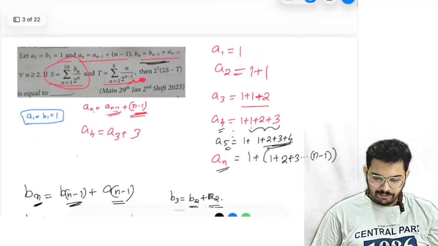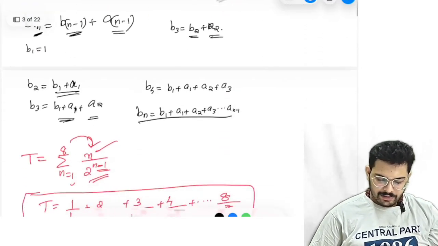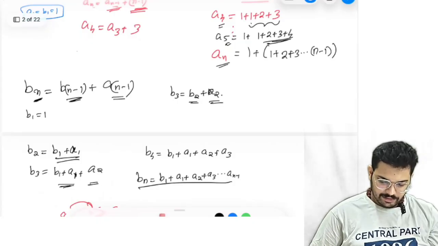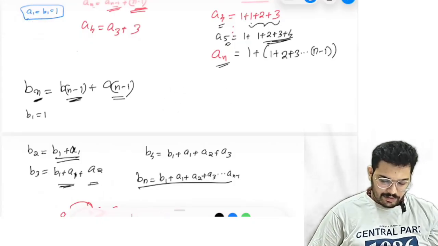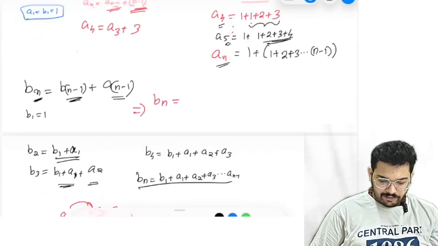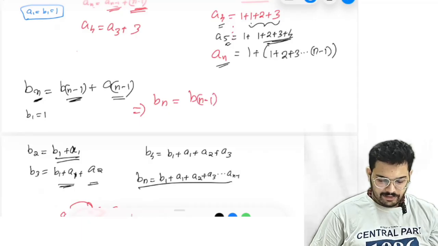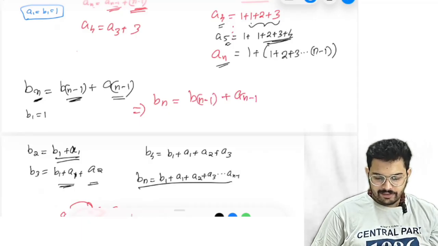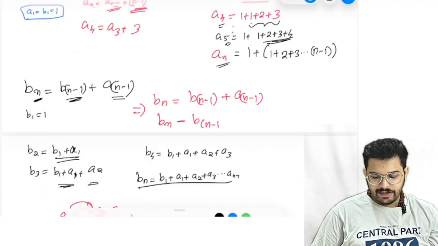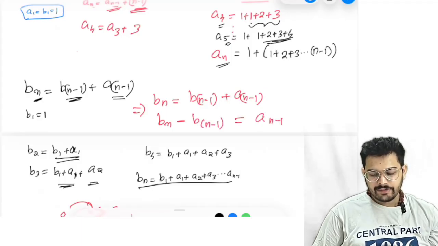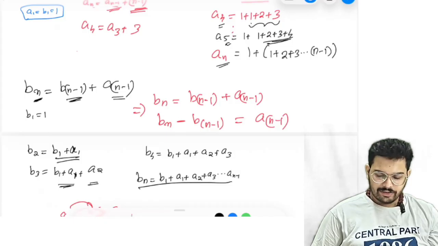Now the thing is, suppose in this expression bn is equal to bn minus 1 plus an minus 1. Therefore, the difference between the nth b term and the n minus 1th b term will be an minus 1. That is one more conclusion we can draw.